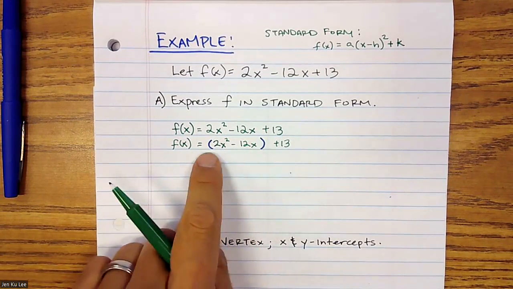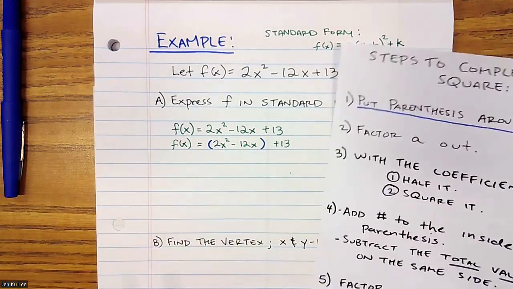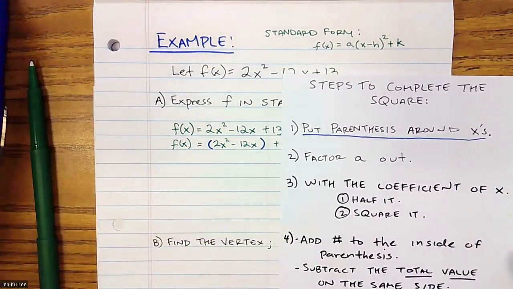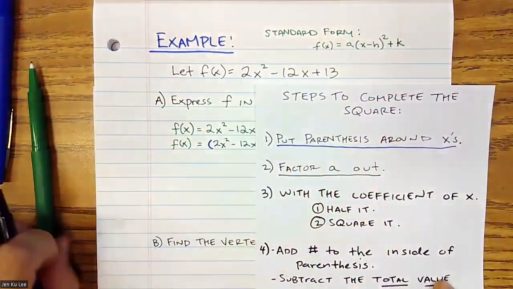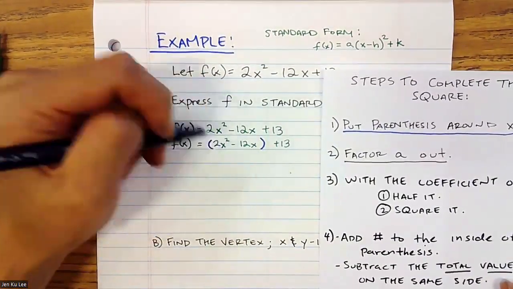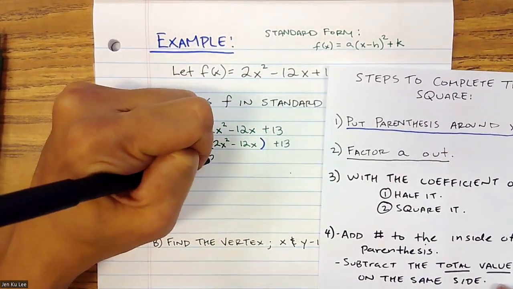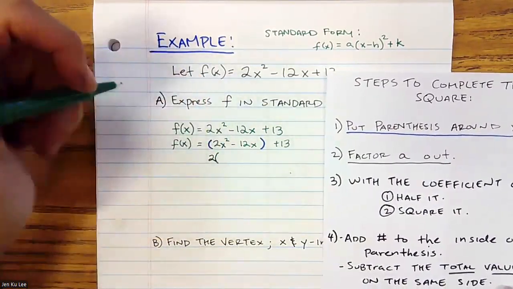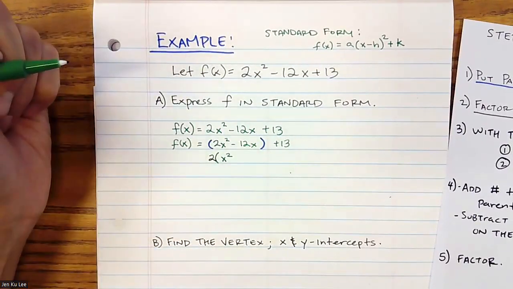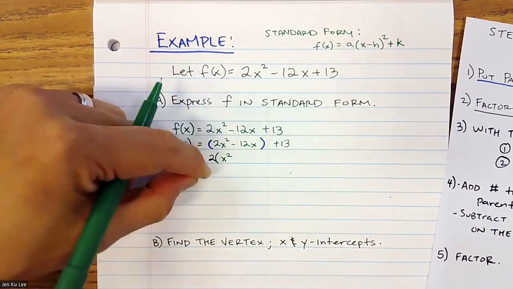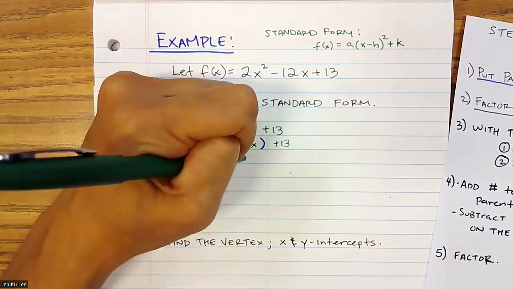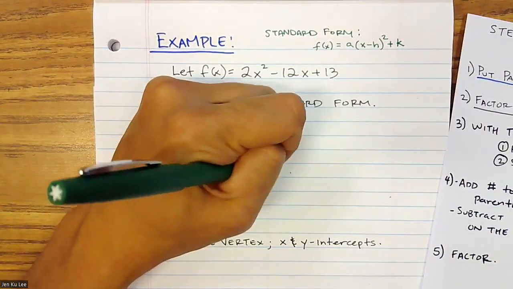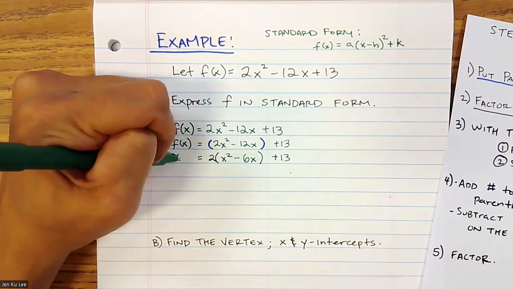Just to put parentheses around the variable x, or x squared. The second step is to factor out the a. So if I factor out this a from the blue parentheses, I'm gonna have a 2 out there. If I take out a 2 from 2x squared, I have x squared left over. If I factor out a 2 out of 12x, I would have 6x left over. Okay, plus 13 equals f of x.